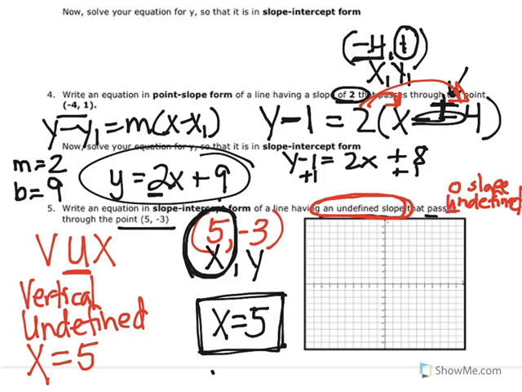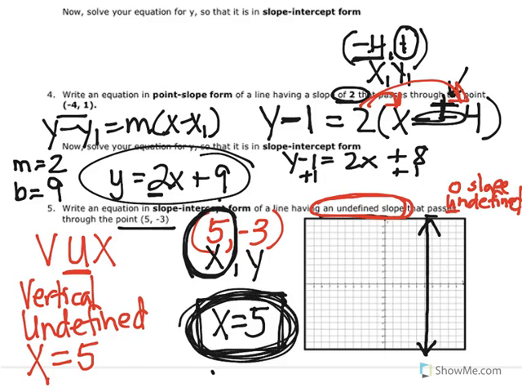And to draw the line, to draw the equation over here, the graph, we're just going to go over to 5, and we're going to draw a straight up and down line right on the 5. And there's our undefined slope, a vertical line going through point number 5, and the equation looks like this, x equals 5. Then that's the word VUX helps us remember that. Vertical, undefined, x equals 5.